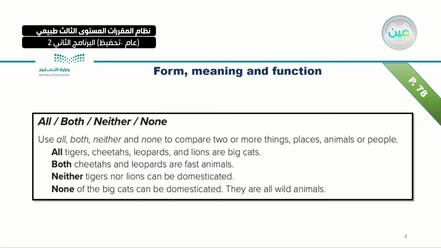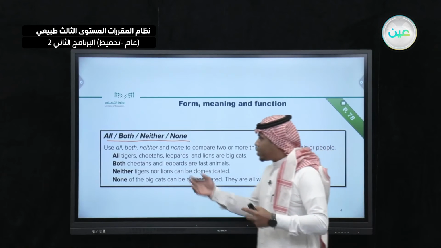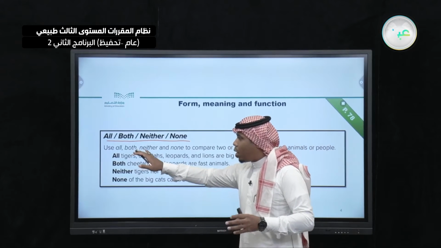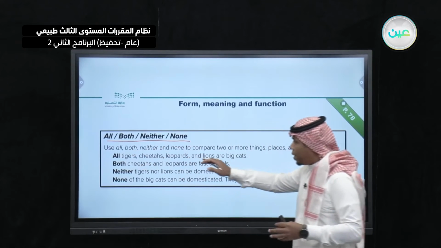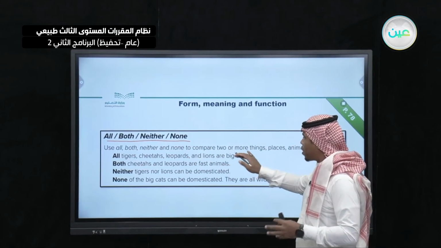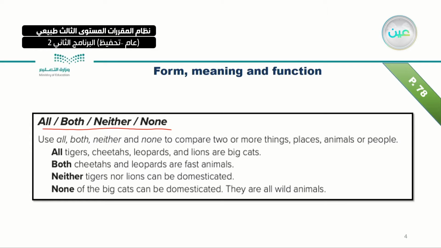Now, let's move to something else, which is called all, both, neither, and none. And we will talk about this. We are going to compare. Okay, we will use it also in comparing. But first, we are going to see when we use all, both, neither, and none to compare, of course, between two or more things, like things, places, animals, or even people, okay?